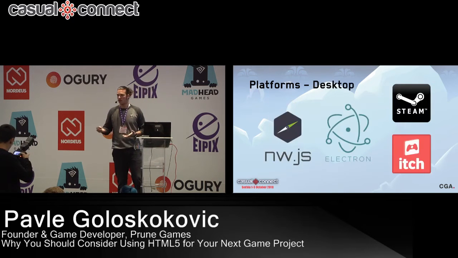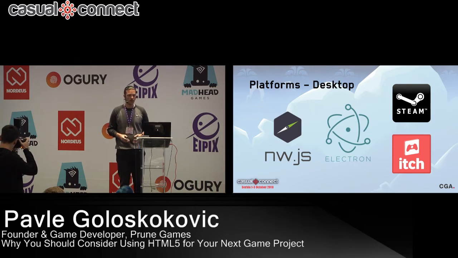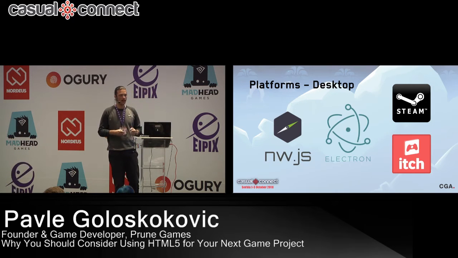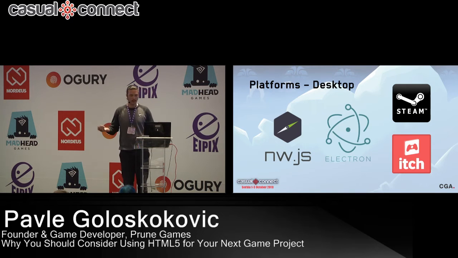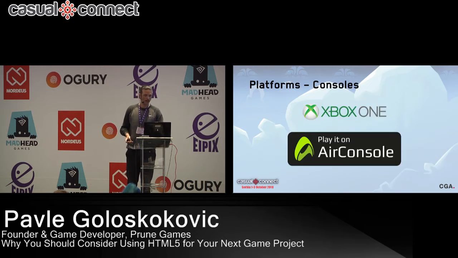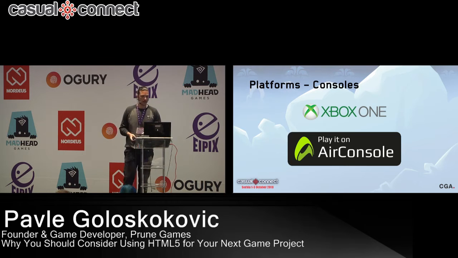We can also publish on desktop platforms using the same techniques. So we can use tools like NW.js and Electron to wrap our HTML5 games inside of a desktop build, and then publish it on Steam, itch.io, or whichever platform you choose to publish for desktop. We can even publish on consoles. So for instance, the tool that I mentioned, Panda 2, has a built-in option to create builds for Xbox One.